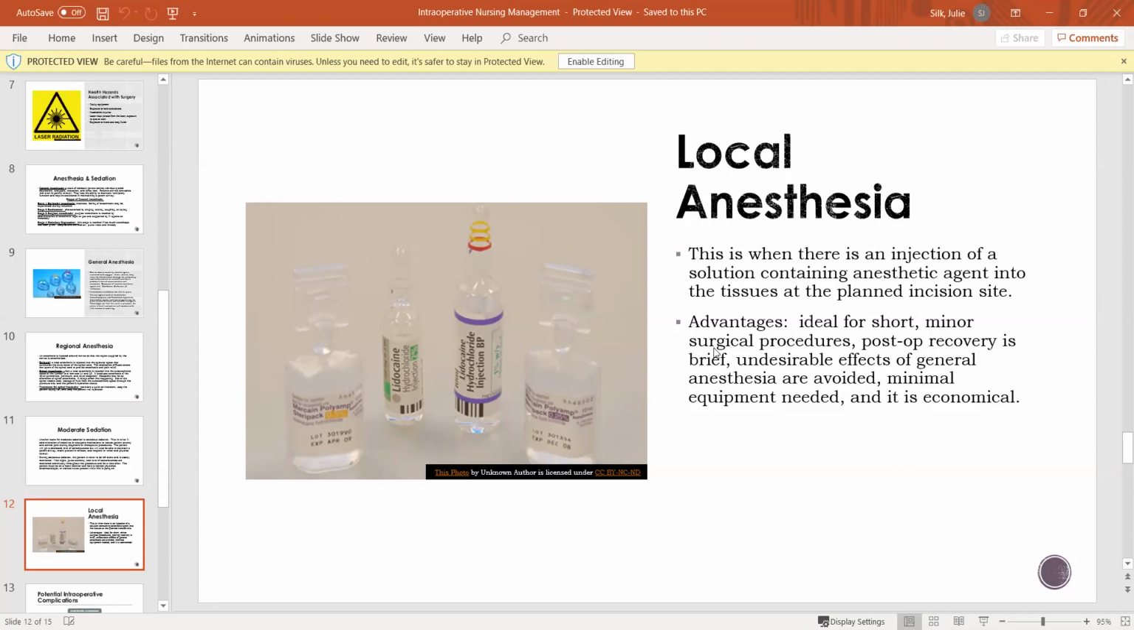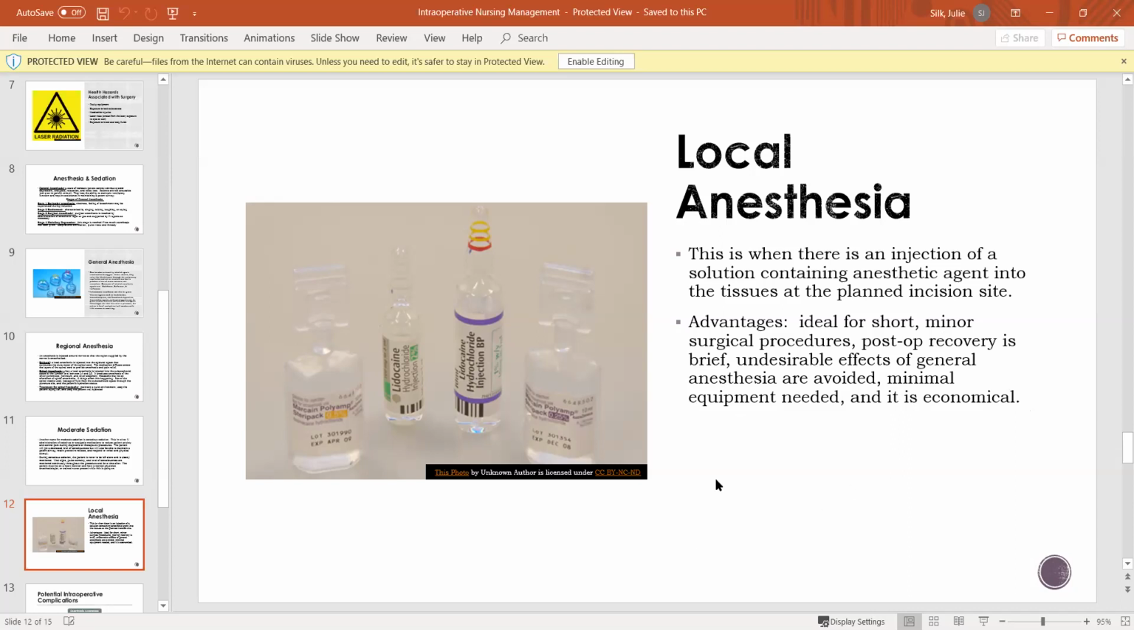So advantages for this is it's ideal for short, minor surgical procedures. Your post-op recovery is really brief. You don't have to worry about that for too long. A lot of times with general and some of those other things, you have some undesirable effects from it. With this, you really don't. So you really don't need a whole lot of equipment, and it's really cheap, so it's not bad.